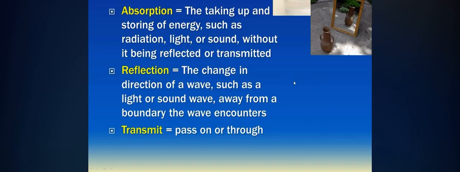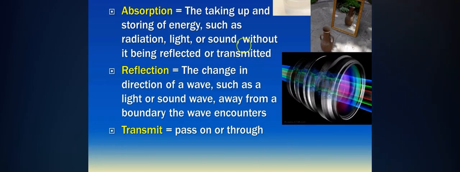Transmit means to pass through. I know a lot of times people think of transmitting as being radiating something, giving it off, but no, it's passing through. Transmit, pass through, like a lens. Okay, so the light is passing through the lens. The lens is transmitting the light. Radiate means send out. So a lot of times people confuse transmit with radiate. Radiate is to send out the rays, like the sun radiates rays.